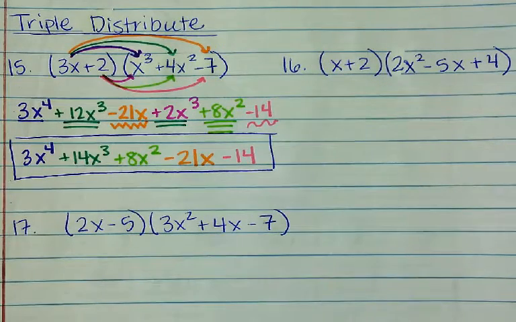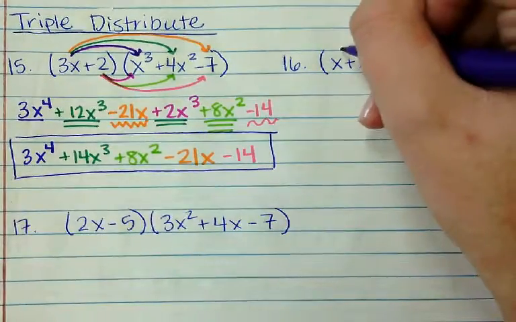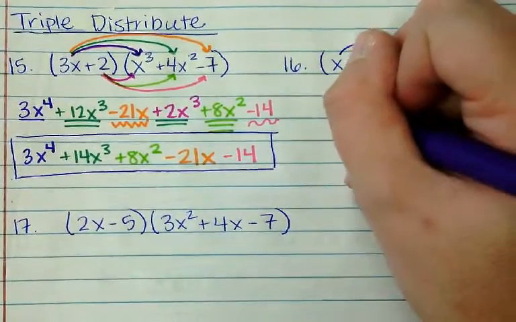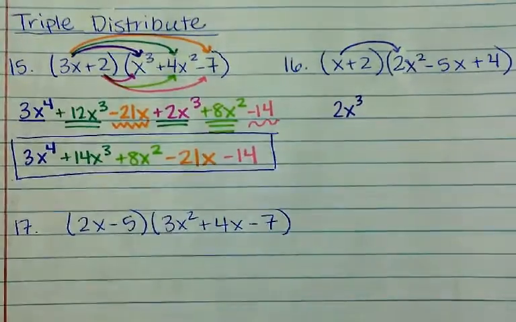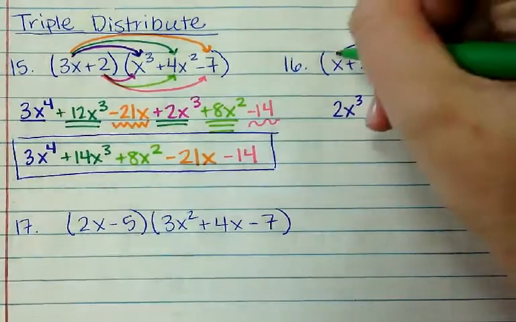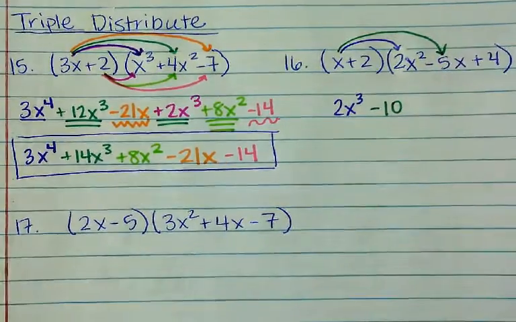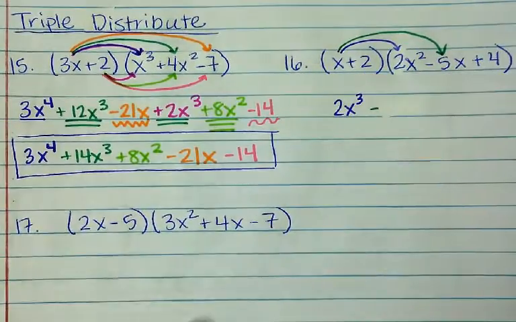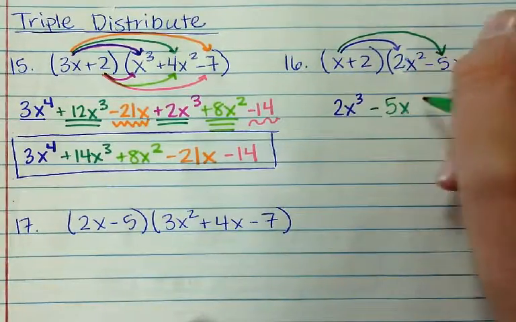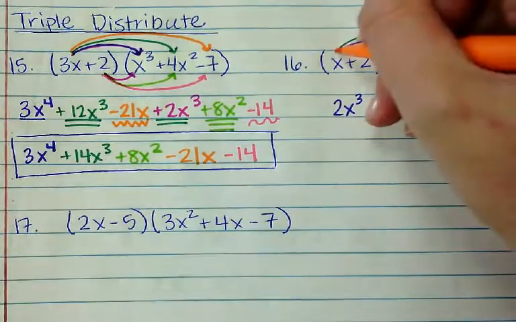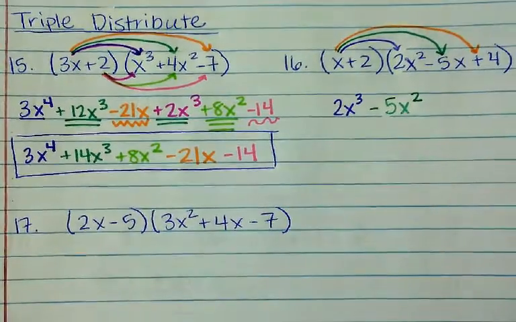So for the number 16 here, I would do x times 2x squared, and that would give me 2x cubed. Y'all good with that? Then we're going to do x times negative 5x, and that gives me negative, not 10, whoops, sorry, negative 5x squared. Okay? And then last, but certainly not least, I'm going to do x times 4, and that's going to give me plus 4x.